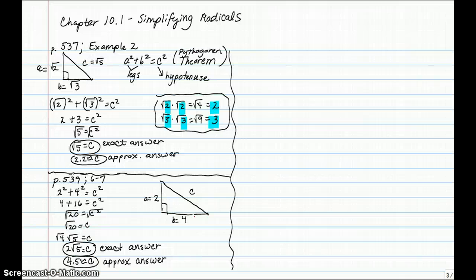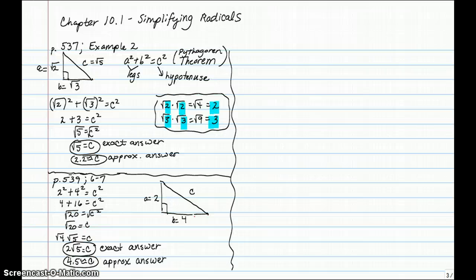Okay, so you have 2 squared plus 4 squared equals c squared. 2 squared is 2 times 2, which is 4. 4 squared is 4 times 4, which is 16. 4 plus 16 is 20 equals c squared. To isolate the c, you take the square root of c squared. The inverse operation is a square root when you have a square. And c equals the square root of 20.